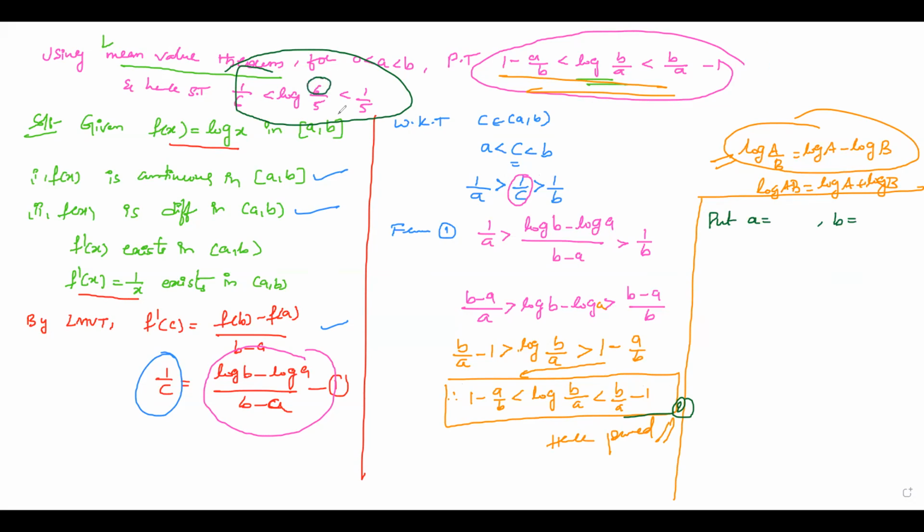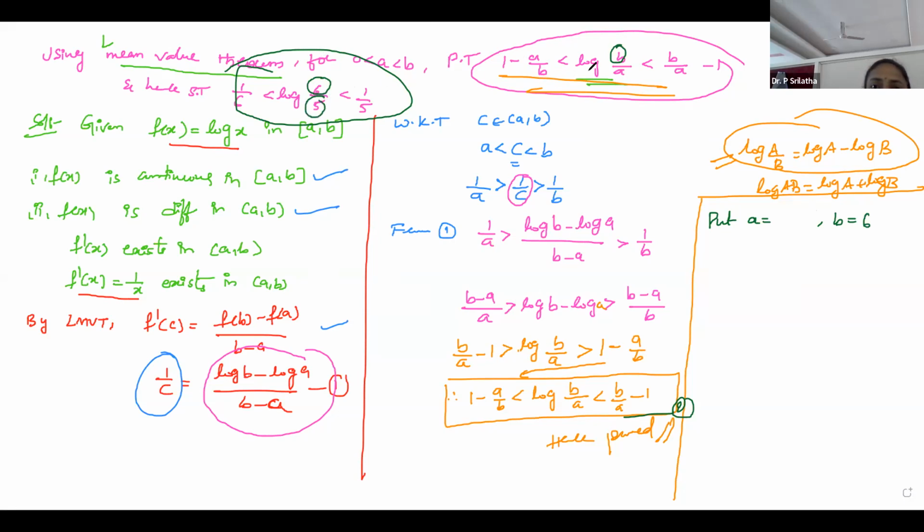It will be in the form of log b by a, right? So in the numerator, we are having b. That's why B is 6. In the denominator, we are having a, right? So that's why A value is 5. Now put a equal to 5 and b equal to 6 in equation 2. Then that is 1 minus 5 by 6 is less than log of 6 by 5 is less than 6 by 5 minus 1.